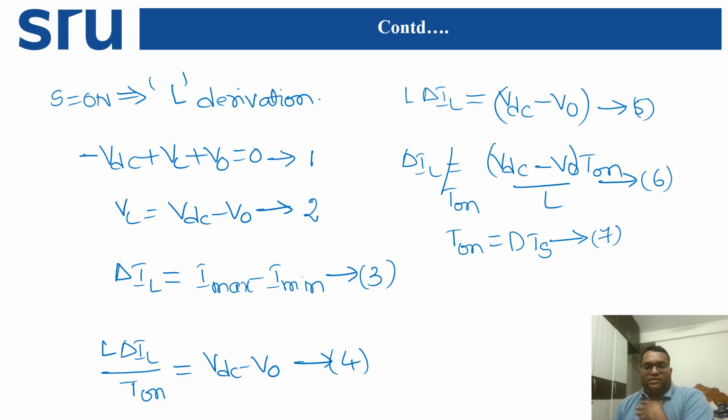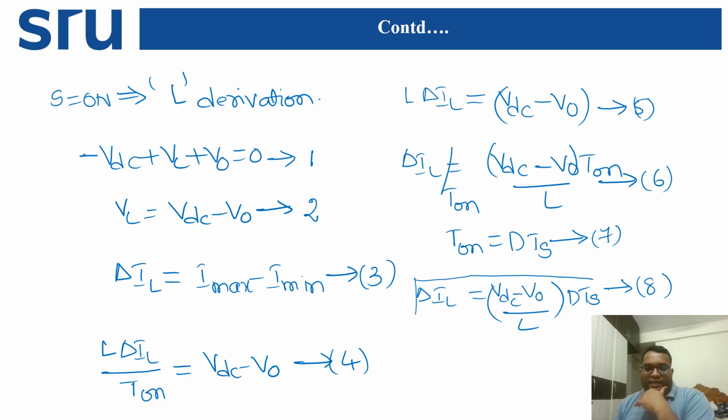Now substitute equation number 7 in 6, then delta IL is equal to VDC minus V naught divided by L, into D times Ts. This is equation number 8. So this is the ripple current at the time of the switch on condition: delta IL equals VDC minus V naught divided by L into D times Ts. This is the thing we have calculated now.